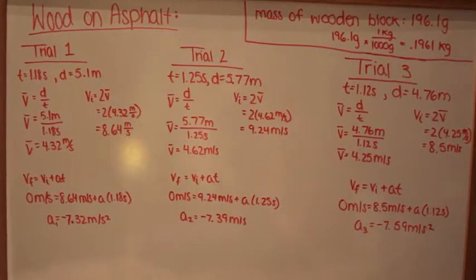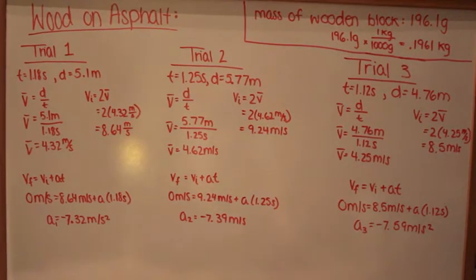The data collected from each trial was the time it took the block to stop and the distance it traveled. Using this information, average velocity was calculated. Using the average velocity, initial velocity can be calculated by multiplying by 2. After finding this, acceleration can be calculated, and this was repeated for each of the 3 trials.